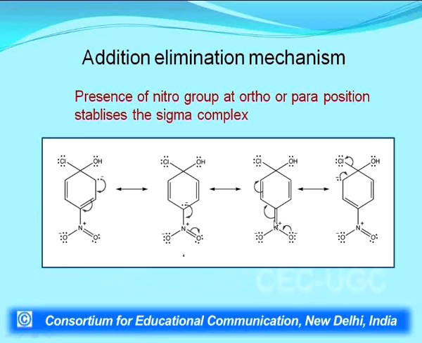So, nitro group is stabilizing this negatively charged sigma complex not only by its inductive effect, it is also stabilizing it by its resonance effect. But this can undergo this resonance only if this nitro group is present either at the para position or at the ortho position, because negative charge comes at the ortho position or para position, only then it can be stabilized and we can have extra resonating structure.